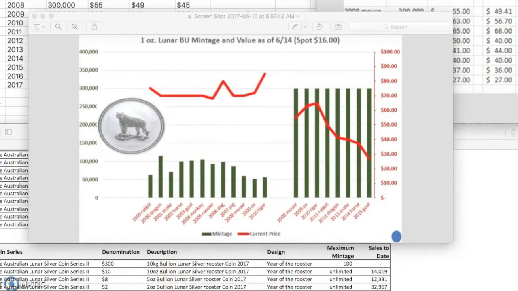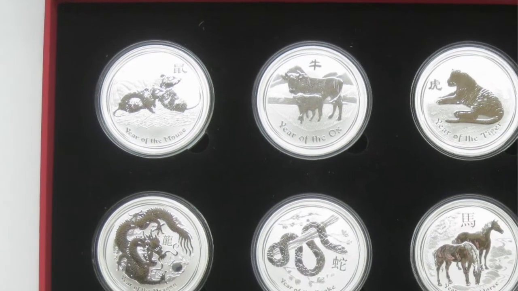Hi YouTube, Louie here. We are going to take a dive into the Lunar 2 series today in my continuing series to research and update resale prices and the general financial health of some of the popular semi-numismatic series. Today I've spent some time going back into the Lunar 2 1-ounce BU coins.